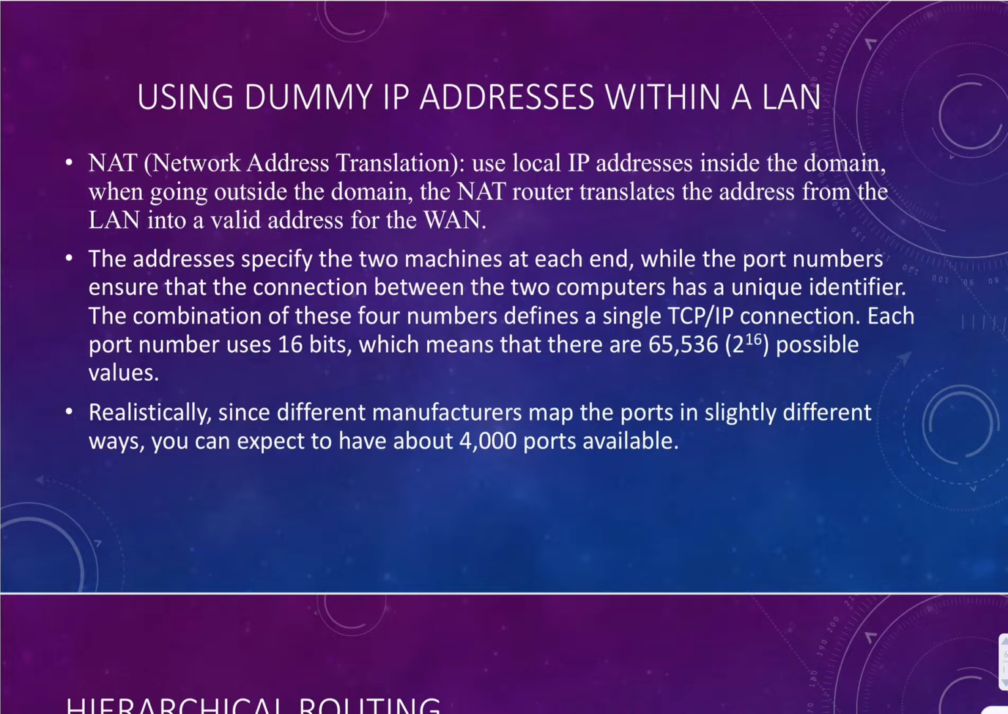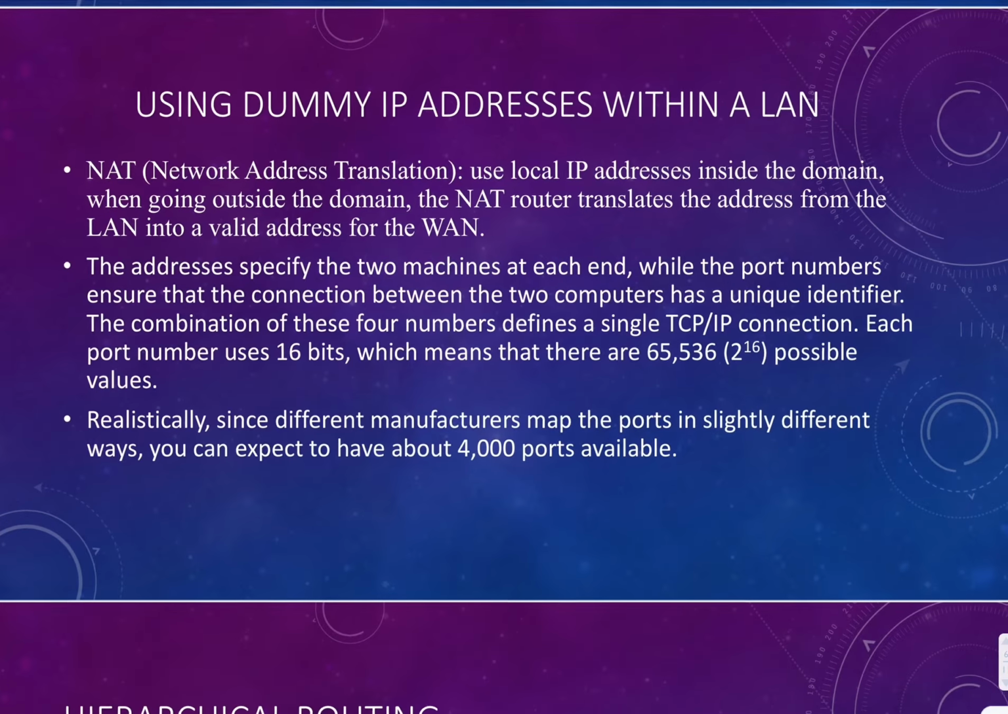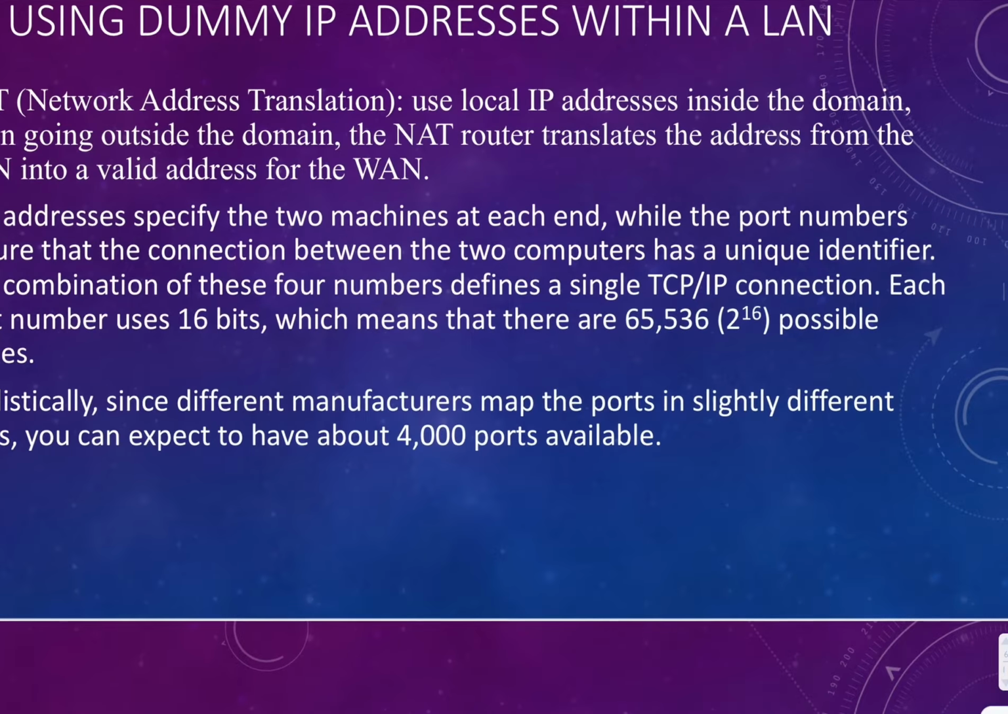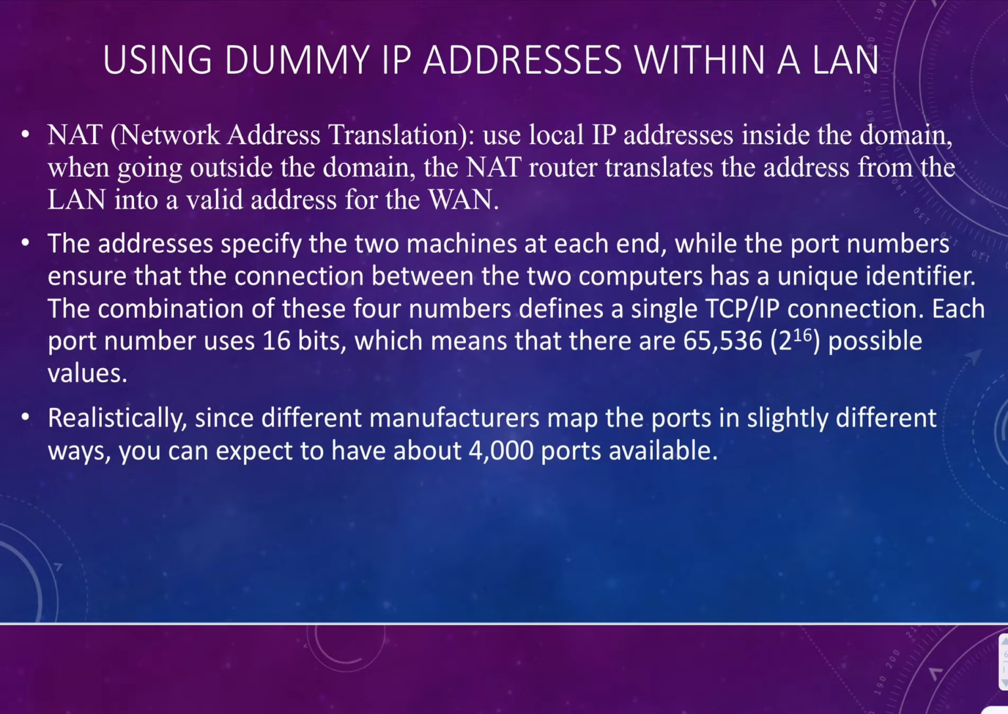Now, in network address translation, abbreviated as NAT, one uses local IP addresses inside the domain, and when going outside the domain, the NAT router translates the address from the local area network into a valid address for the wide area network. So there's a NAT router which translates the address from the local area network into a valid address for the wide area network. So often, inside a local area network, we use dummy IP addresses.